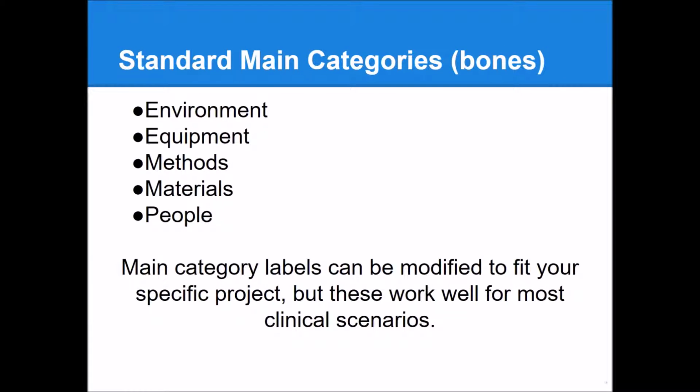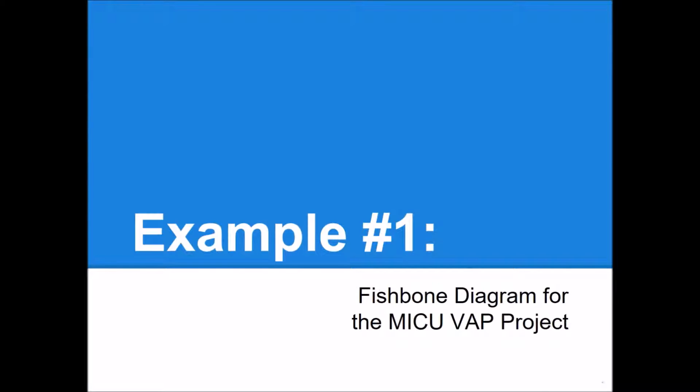You can use any main categories that you want, but these five are generally sufficient to cover just about any potential cause you can think of in a clinical process: environment, equipment, methods, materials, and people. So let's look at an example together.